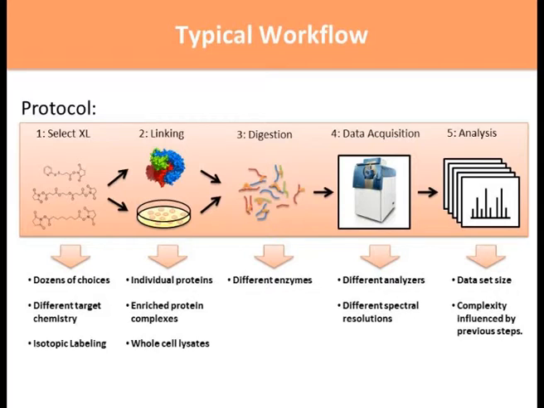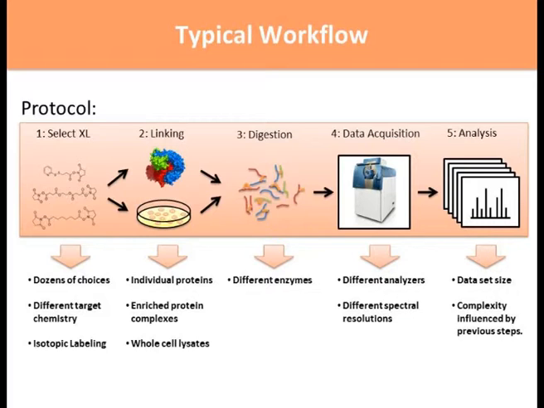The cross-linking itself can be done on a purified protein complex or on whole cell lysates, and this is particularly difficult. There are very few studies out there that are successful at identifying protein complexes when analyzing entire cells cross-linked together, but they do this on a discovery-based approach to try and identify interactions en masse. Different digestion enzymes, different instruments to acquire the data with different resolutions, and then finally different data set sizes all create this huge amount of complexity to the workflows for cross-linking.